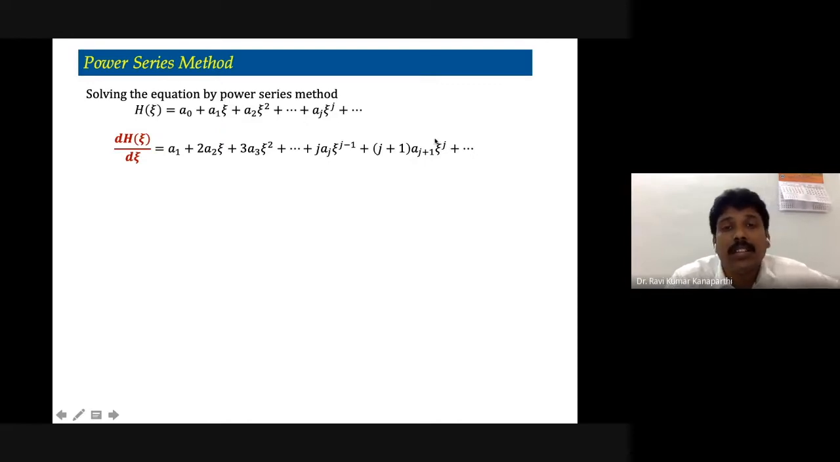That is the general term, and it's the previous term. If you want, you can write it down. To get the previous term, you just substitute j equal to j minus 1. If you substitute j equal to j minus 1 in this z power j term, then you will get the j minus 1 term.